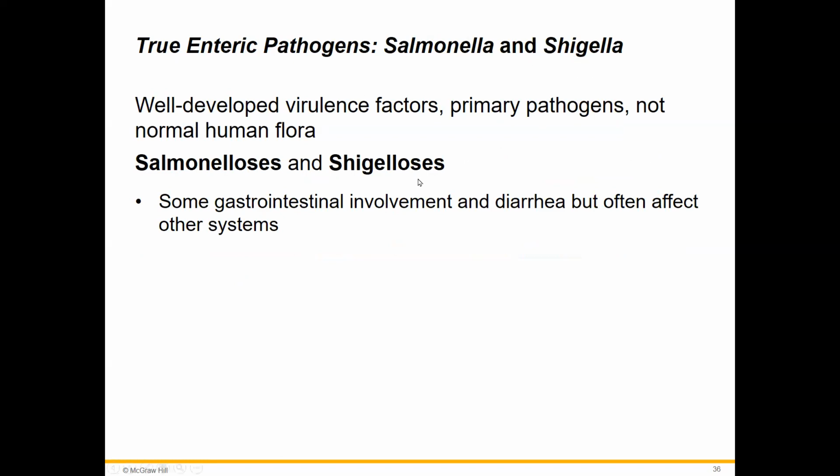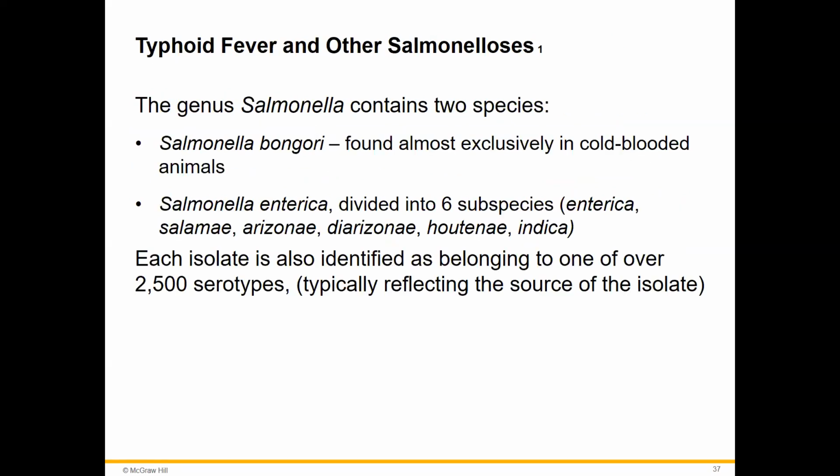Your Salmonella and Shigella, Salmonellosis and Shigellosis, some GI involvement in diarrhea. They can also affect other syndromes or symptoms. They're always pathogenic. They're never opportunistic. Salmonella has two species. Salmonella enterica is the one that we see potentially infecting humans. Obviously, Salmonella is commonly seen in gastroenteritis and food poisoning. We also can see it as typhoid fever.